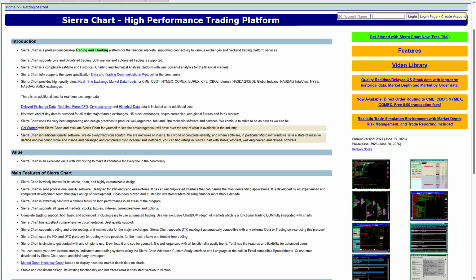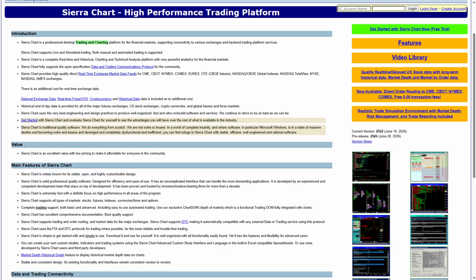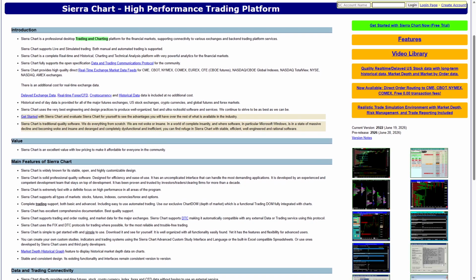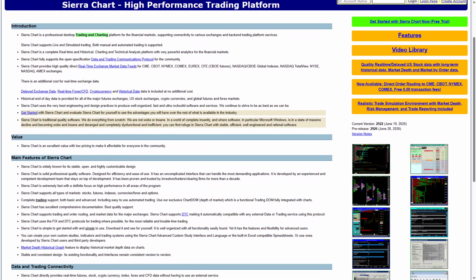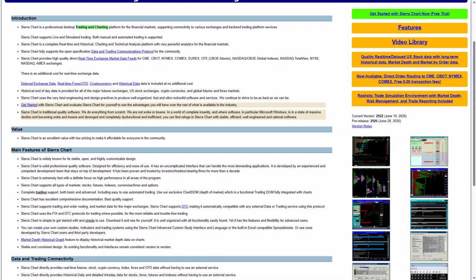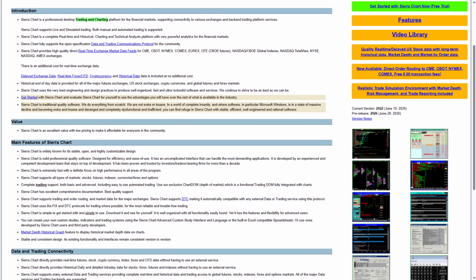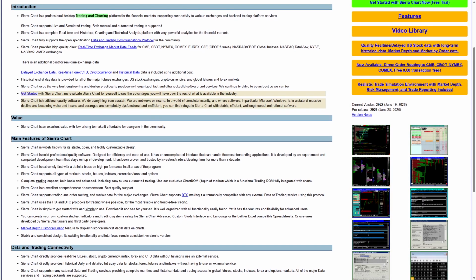However, this flexibility comes with a steep learning curve and a less polished interface, which may intimidate beginners. Sierra Chart is ideal for traders who want full control over their analytics and are comfortable with technical setups. It supports automated trading and advanced backtesting, making it suitable for algorithmic traders as well.